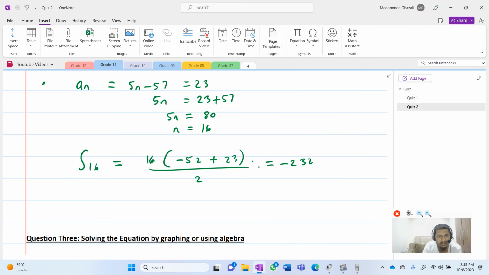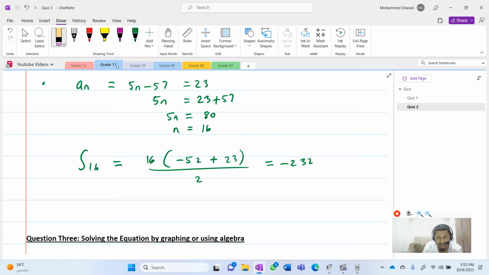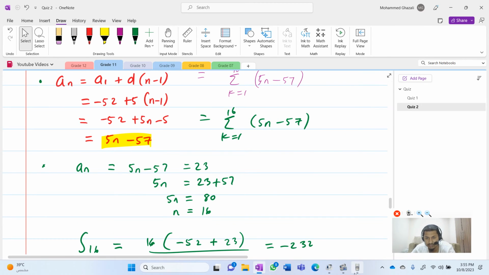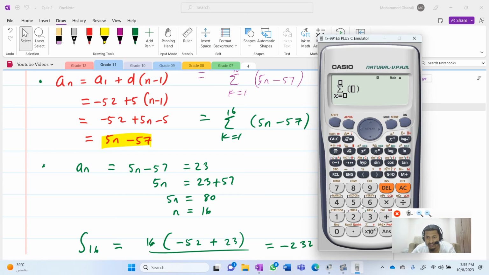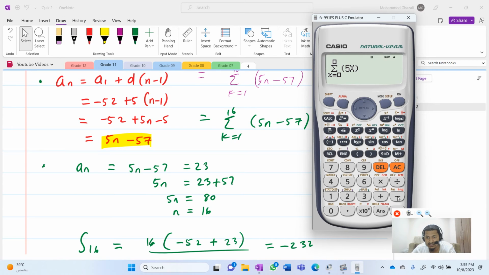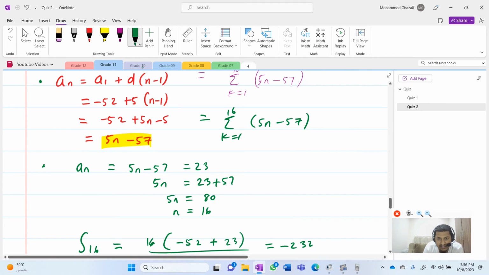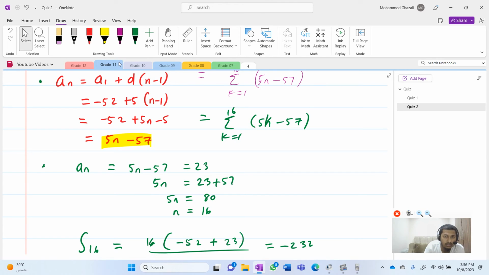Negative 232. And we just want to verify this using the sigma notation and check if we get the same answer, negative 232. So shift sigma, and we'll say that's 5 alpha x minus 57, that's 1 to 16, and the answer is equal to negative 232. So we made a mistake here. We shouldn't have n and x. There's nothing to substitute into this, it should be a k. 5k minus 57. Just make sure that this counter and that are exactly the same.